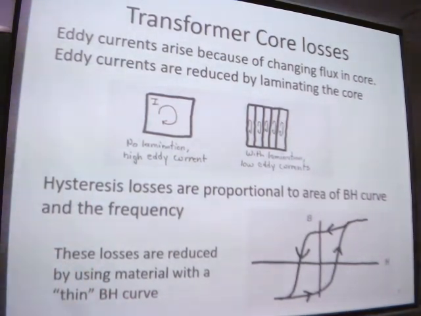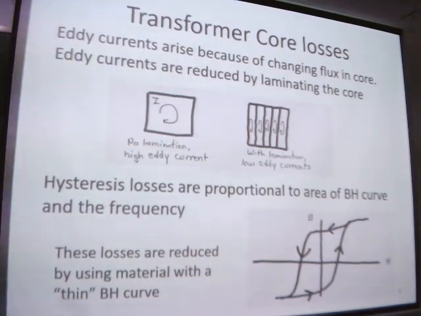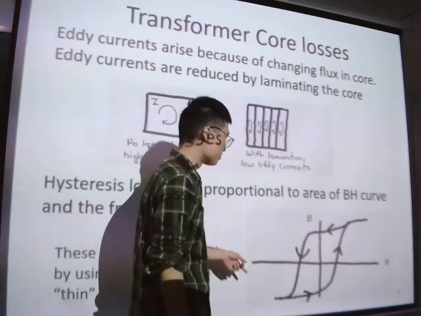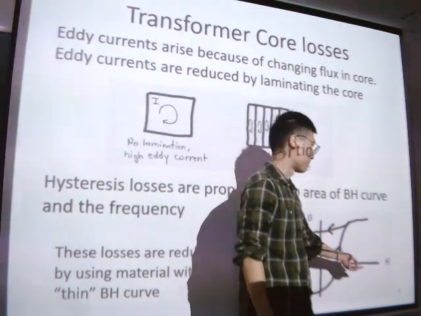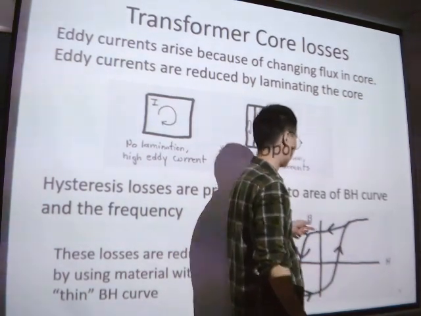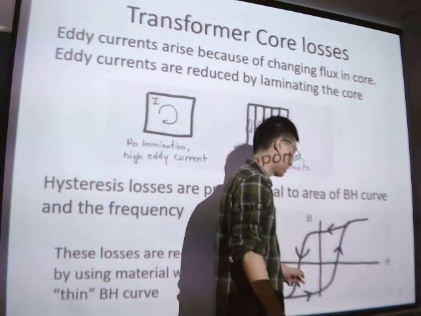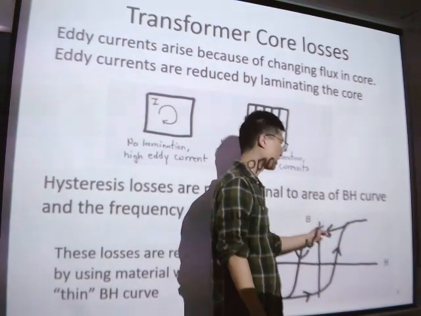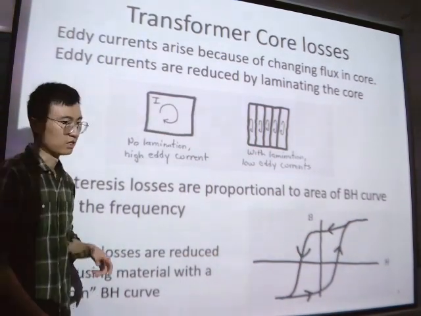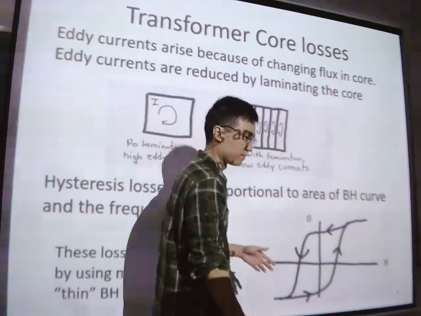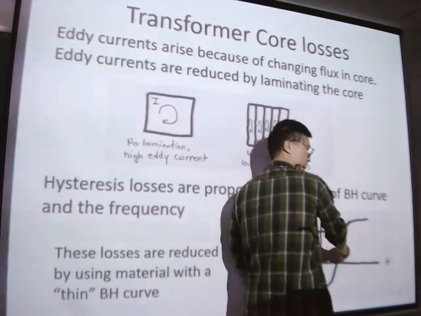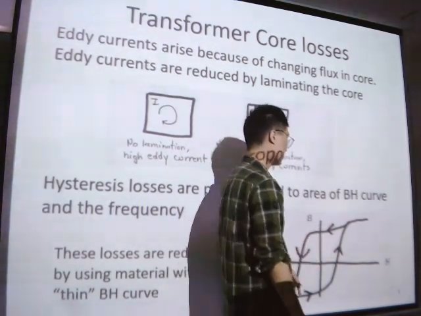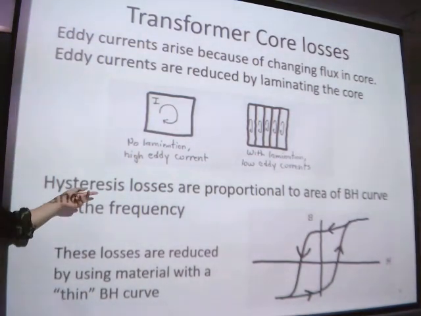Okay, so the third one is hysteresis losses, and it's proportional to this B-H, the magnetic field intensity to the flux loss. Here is the relationship between these two parameters, B and H. The larger, or the fatter, the shape of this curve is, or this area is, the larger the hysteresis losses will be.